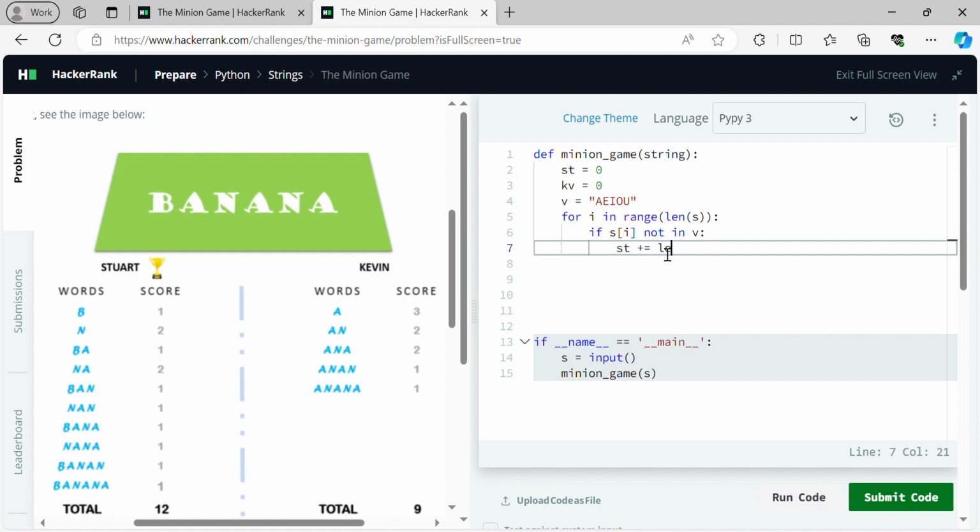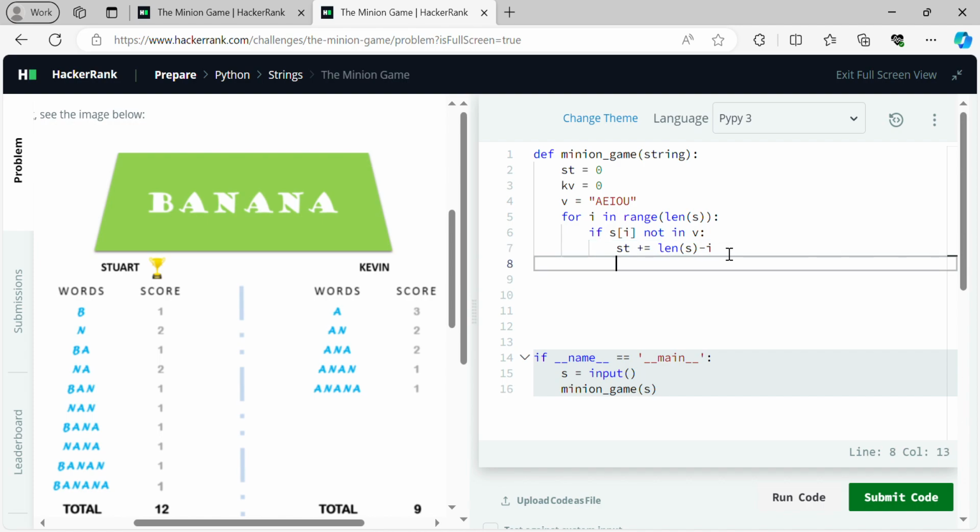And length of s minus i. Why I am taking length of s minus i: you see in the first iteration, b is a consonant, and using b we are getting 6 substrings. Length of s is 6, minus i, and here i is 0 because we are in the first iteration only. So 6 minus 0 is 6. So in the first iteration it is a consonant, and we are getting 6 substrings. This is the meaning of this line of code. After writing all the code, I will explain once again.